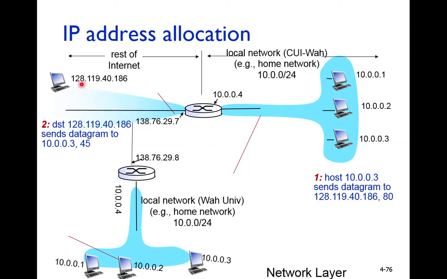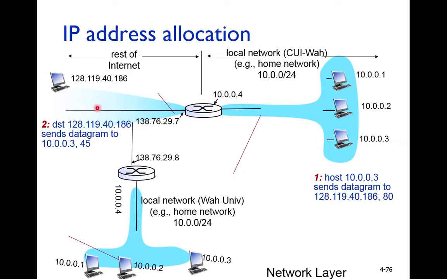But if there is a reply from the internet back to the network, then it cannot be sent. Why? Because this IP address is private. It is only known here. It is not known outside.